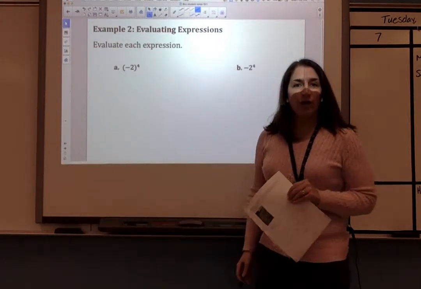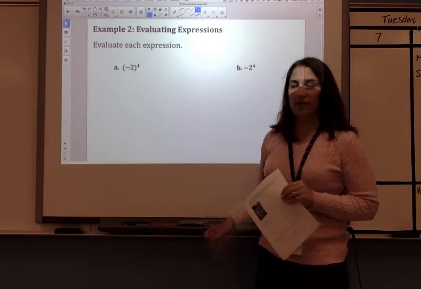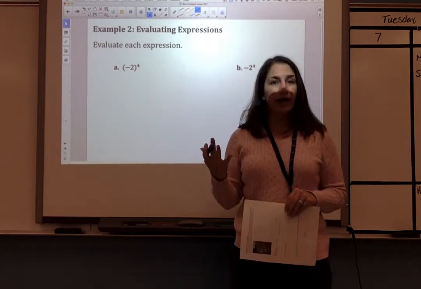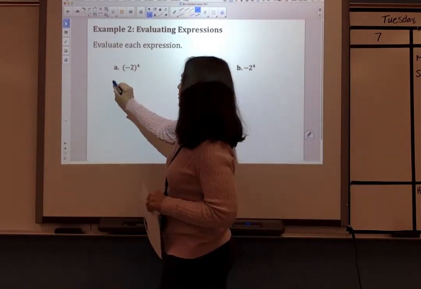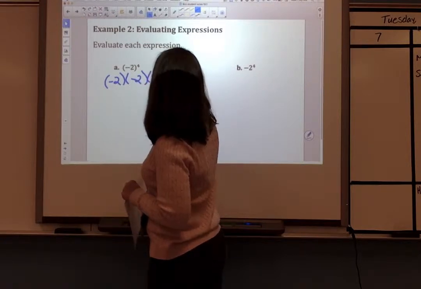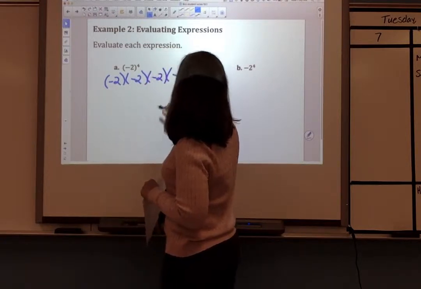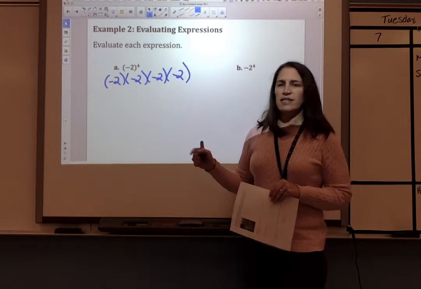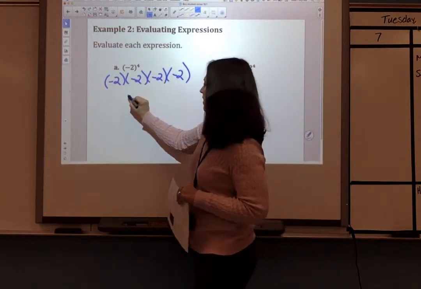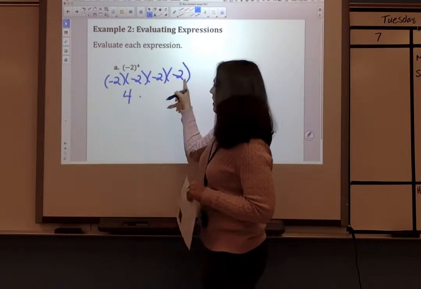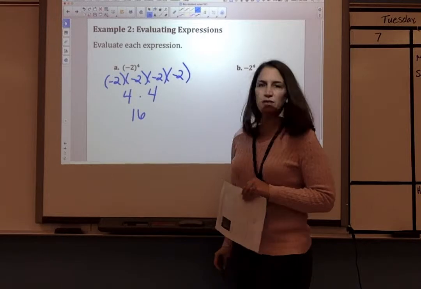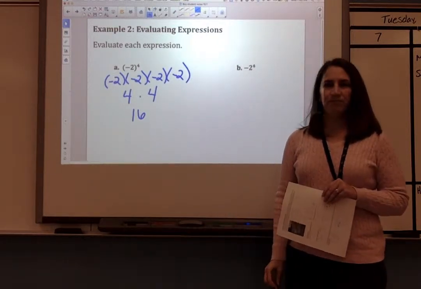All right, next we're going to evaluate expressions. So we have -2 taken to the 4th power. So I'm going to write it out in expanded form first. -2 times -2 times -2 times -2. And then I'm going to simplify. I'll multiply the first 2 numbers together, so that's 4. And then the second 2 is also +4. So my result is +16.